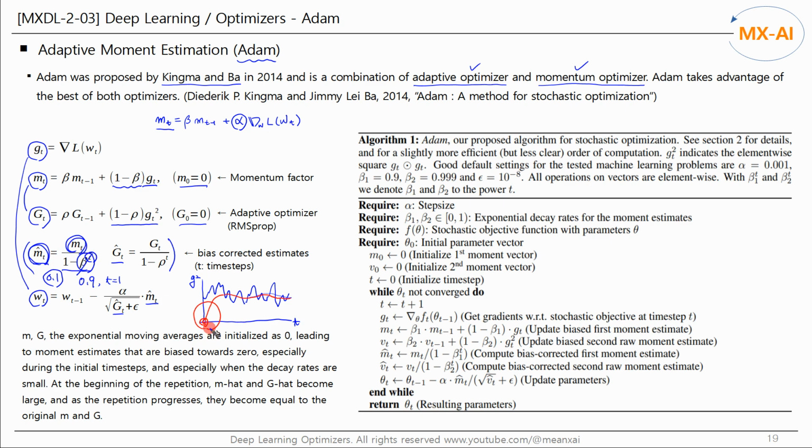That is, M is modified significantly at the beginning of the iteration and modified slightly toward the end of the iteration. This is a bias-corrected estimate. The same goes for G hat. This is the Adam optimizer. Algorithm 1 on the right is the Adam algorithm presented in the paper. This is identical to the formula on the left.